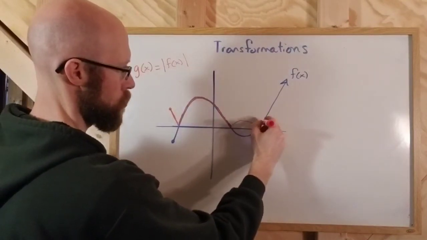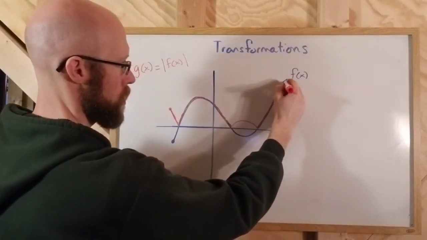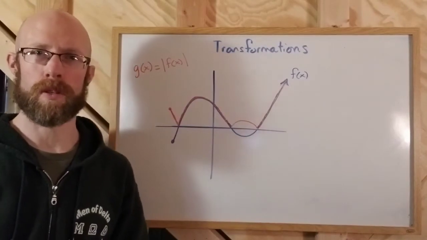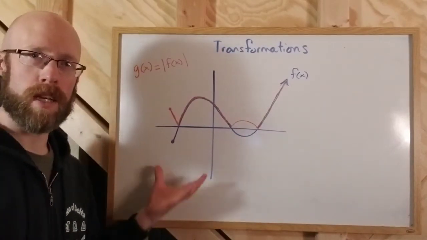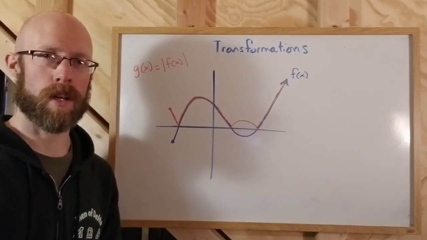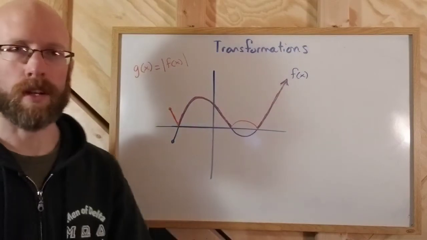So what you see in red is the new function with the absolute value, and what you see in blue is the original function. So it literally takes everything from below the x-axis and reflects it above. Okay. All right, so that pretty well summarizes all of our transformations.